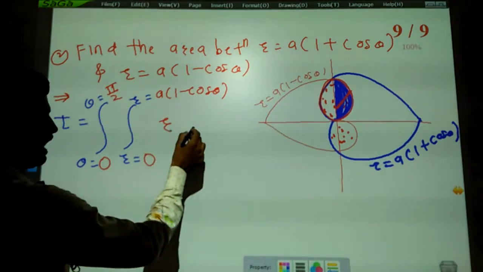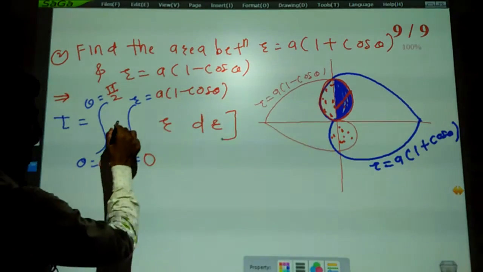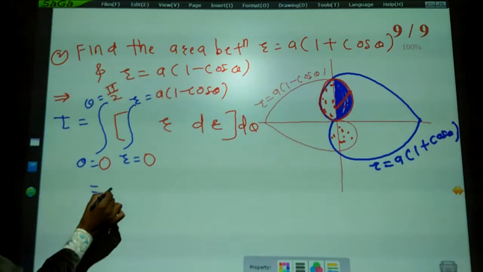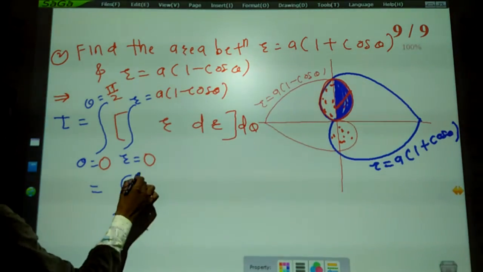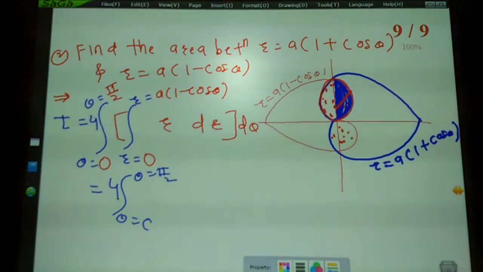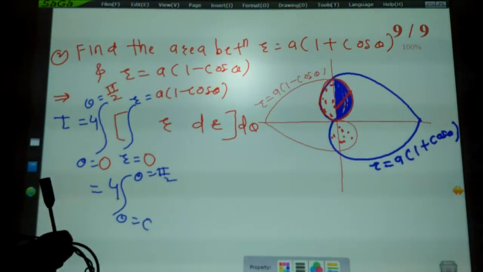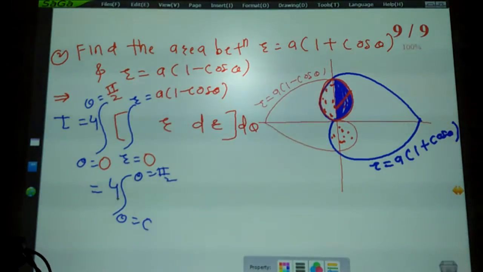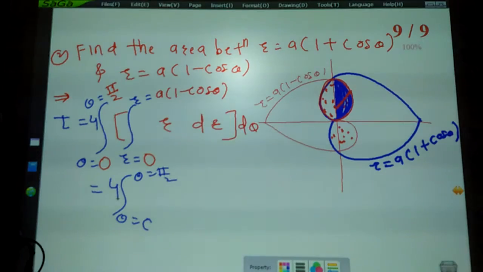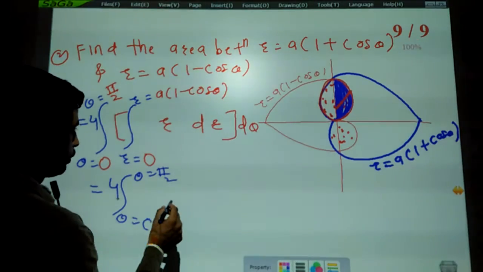It is a very simple part. This is the r, dr, and this is the d theta. So here theta is equal to 0 to pi by 2. We will multiply by 4 because we are finding the area of the whole part, and now we are calculating the area of only one part, but we require the whole area. So 4 into integration from theta equal to 0 to theta equal to pi by 2.